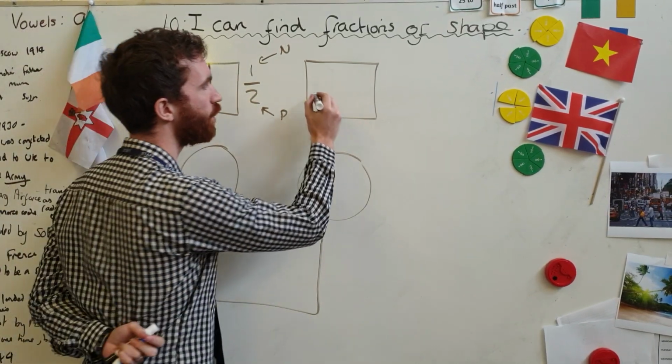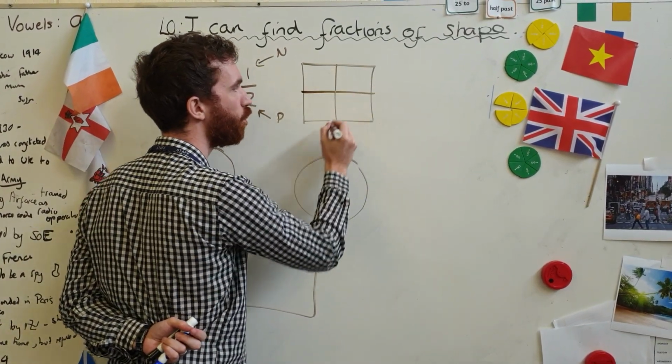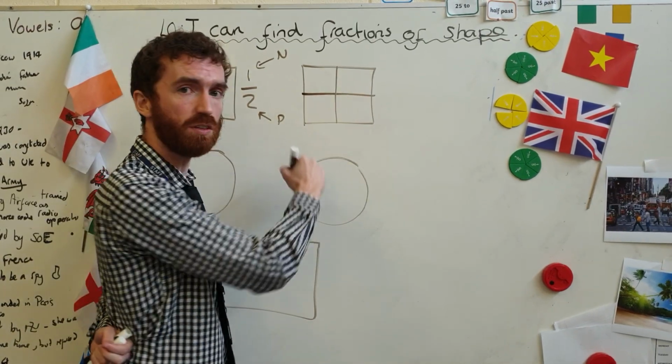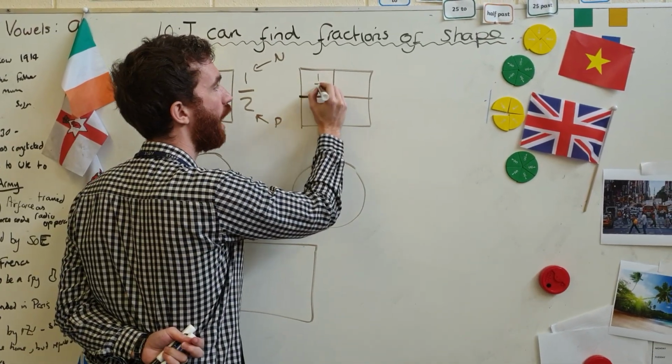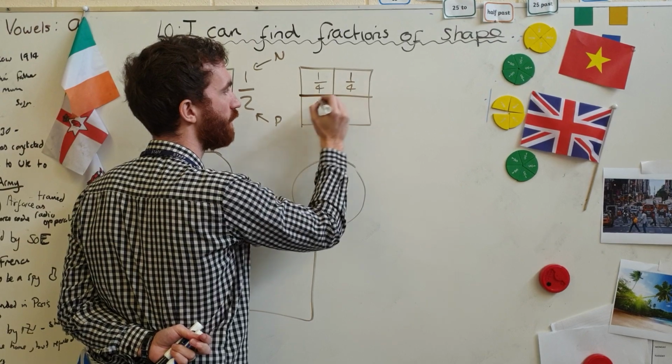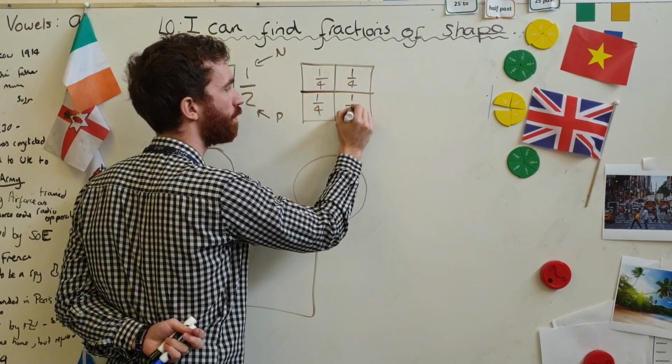Half. Let's have a look at this, and I'm going to split this up into 4 pieces. Each of these pieces in the shape is 1 out of 4, and these are known as quarters.